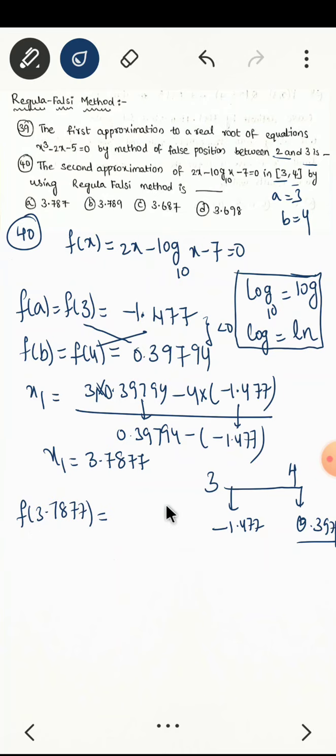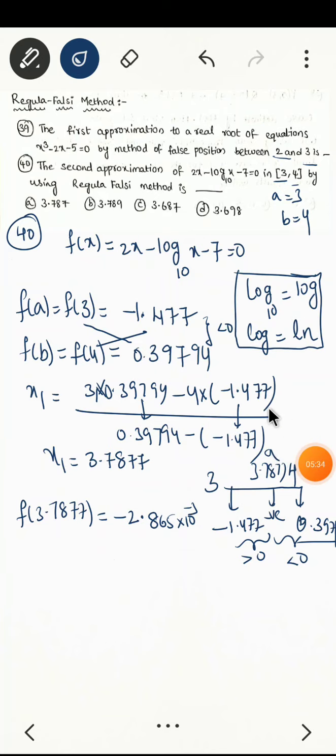What is the value of f of 3.7877? Upon solving, I am getting a negative value, minus 2.865 into 10 raised to power minus 3. Since it is a negative value, I have to take this as a and 4 as b. This as a and this as b. So apply f of 4; as you people know, f of 4 is 0.39794.